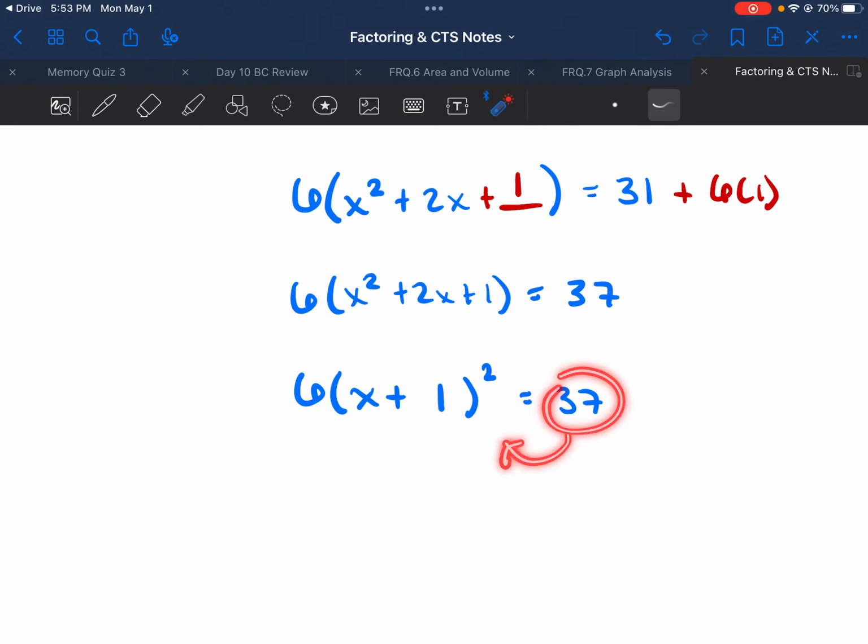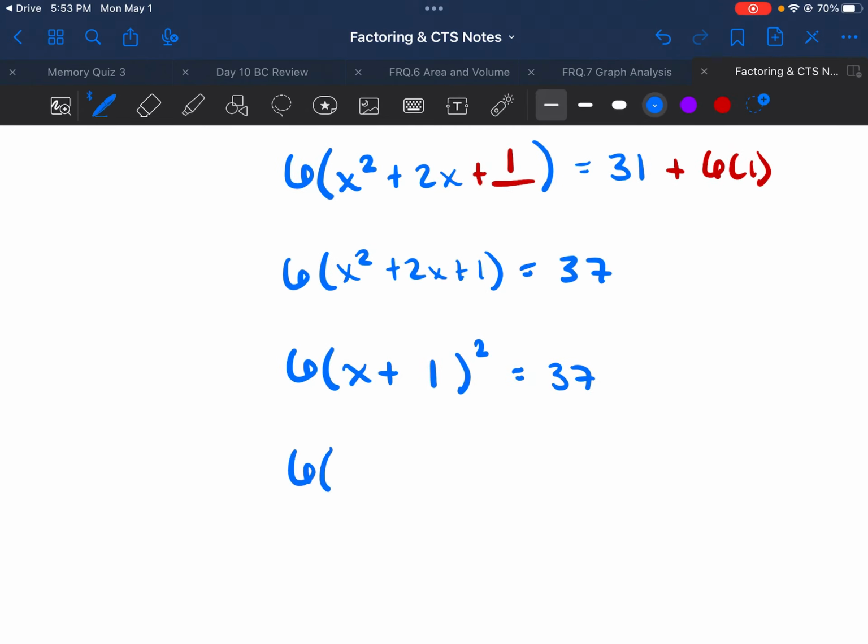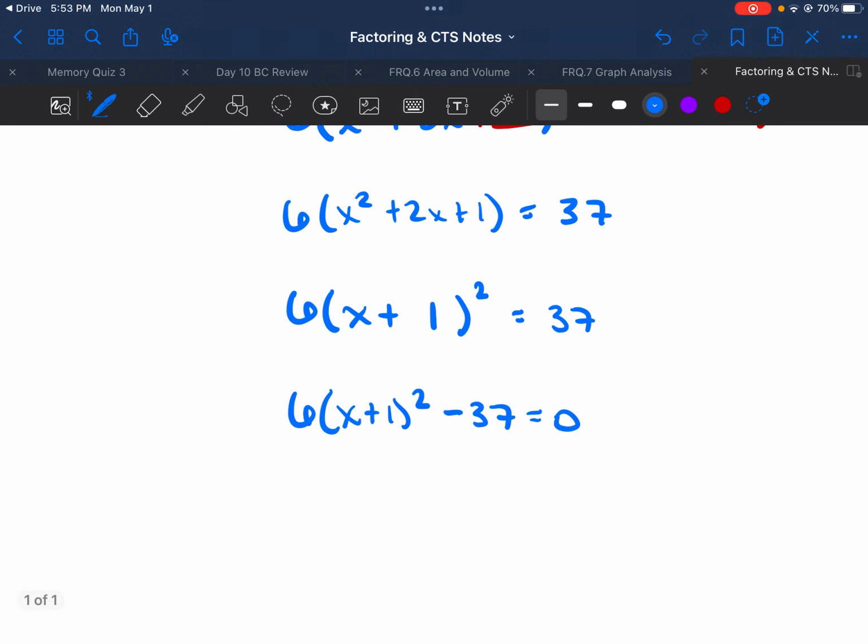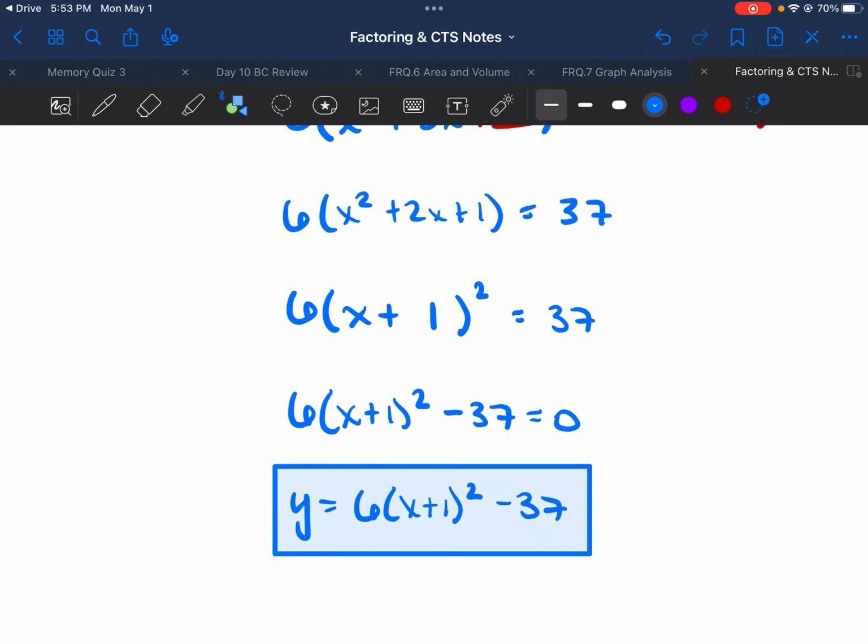Take that 37, move it back to the other side. 6 times x plus 1 squared minus 37 equals 0. And then just reset it equal to y. And we have successfully used completing the square to rewrite our quadratic in vertex form.